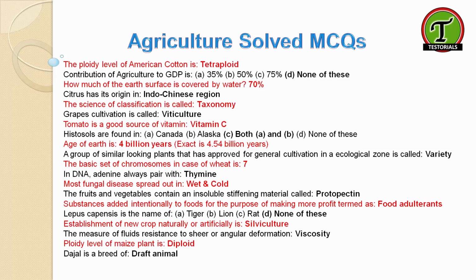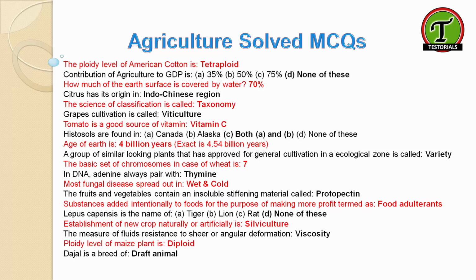62. Contribution of agriculture to GDP is a. 35%, b. 50%, c. 75%, d. None of these. 63. How much of the Earth's surface is covered by water? 70%. 64. Citrus has its origin in Indo-Chinese region.